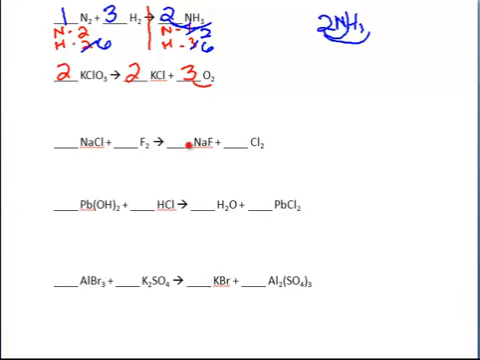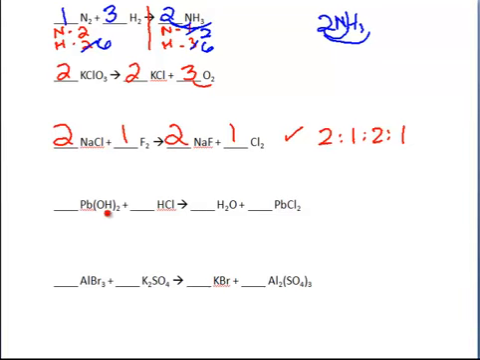1 sodium, 1 sodium. 1 chlorine, 2 chlorines. Uh-oh. Let's put a 2 there. Now I have 2 chlorines, 2 chlorines, but unfortunately I have 2 sodiums and only 1 over here. So if I put a 2 here, 2 sodiums, 2 sodiums, 2 fluorines, 2 fluorines. So I am now balanced. It's a 2 to 1, 2 to 1. I write it like this, 2, 1, 2, like that. It shows me my ratio.